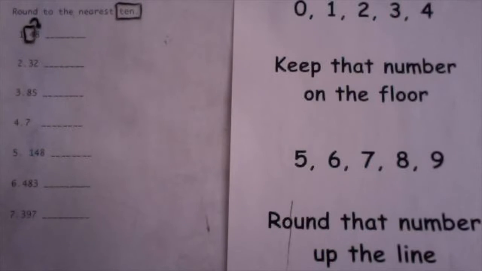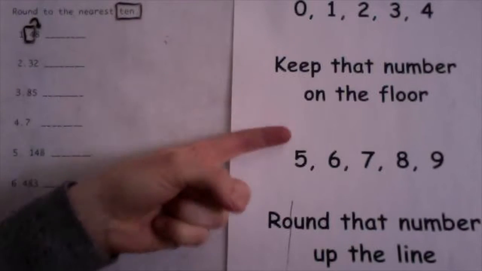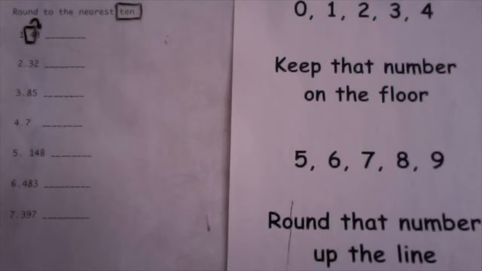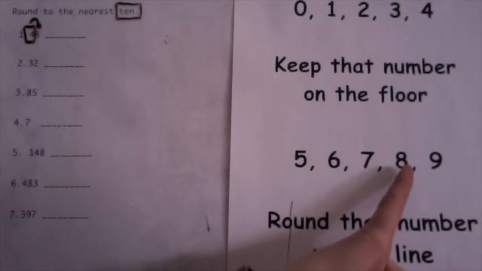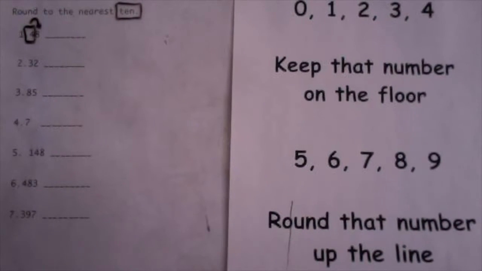I have an 8 in my ones place. So going back to our rhyme over here, is that number a 0, 1, 2, 3, or 4? No. Is that number in the ones place a 5, 6, 7, 8, 9? Yes, that number is an 8. So we need to round our 10 up the number line.